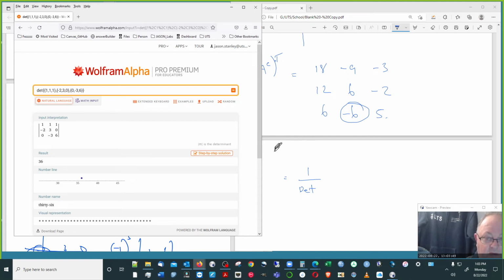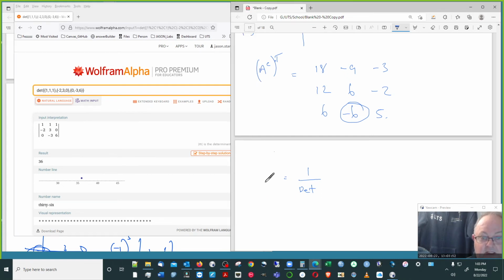Okay? So before we can finish, we have to say that the inverse is going to be, that's the final step. Okay? Which is 1 on 36. All of that.